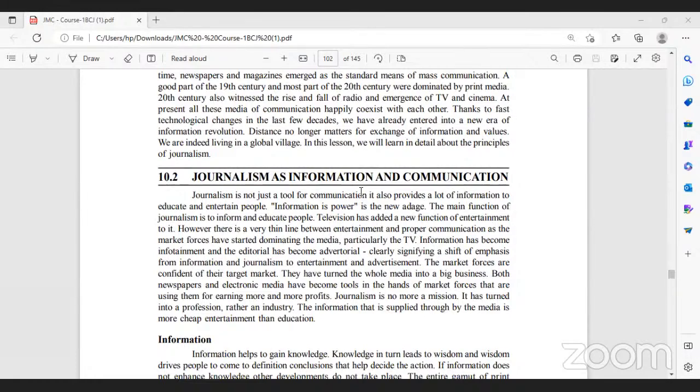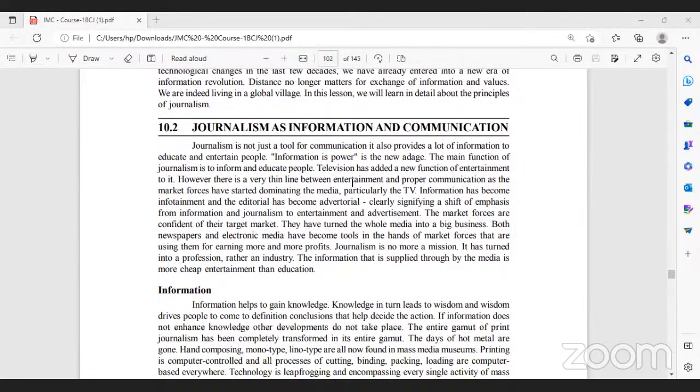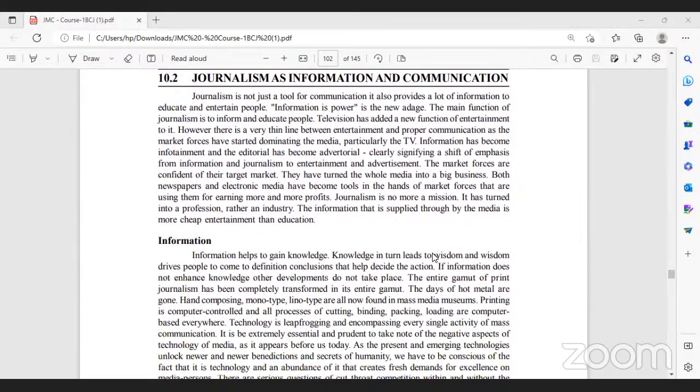As we understood what journalism is all about, let us understand journalism as information and communication. In the beginning, we understood that journalism is an extended form of communication where we are trying to communicate with society at large. This communication has a purpose: we intend to send a message related to development, or to the legislative, executive, or judiciary of the society. Thus, journalism is not just a tool of communication; it is trying to give lots of information, educate and entertain people.